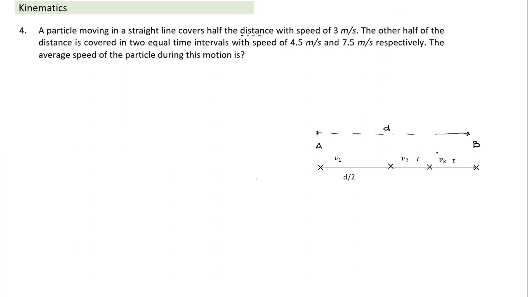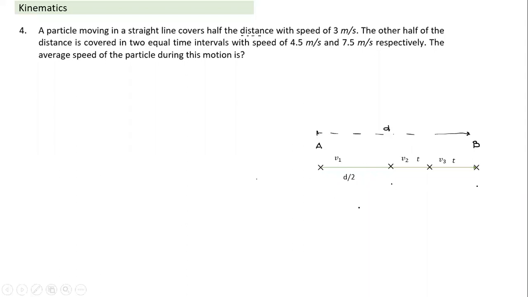Now what is left is the remaining half of the journey. The remaining half journey is covered in two equal time intervals. So if the total time taken is 2t, for half of that, time t, it maintains speed V2. For the other time t, it maintains speed V3. For this journey, there are three different speeds. What is the average speed? How do I calculate it very quickly?